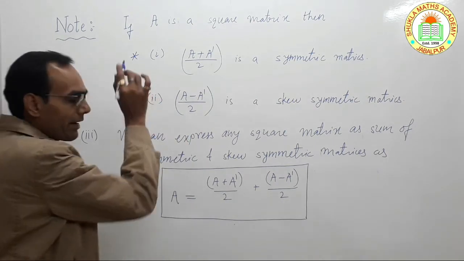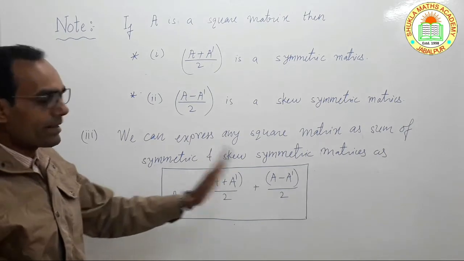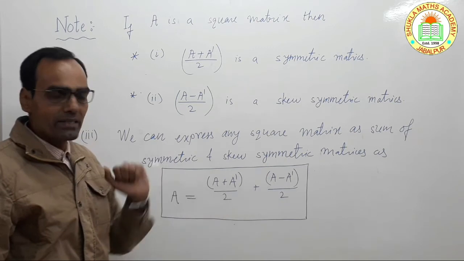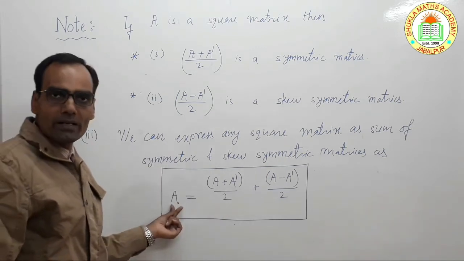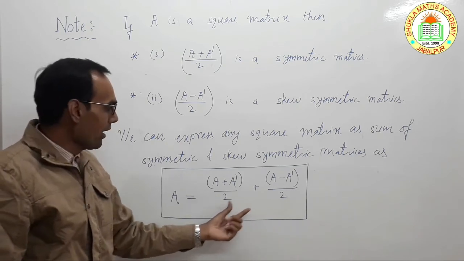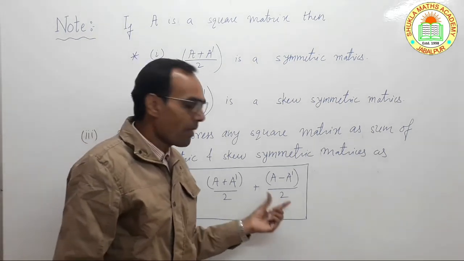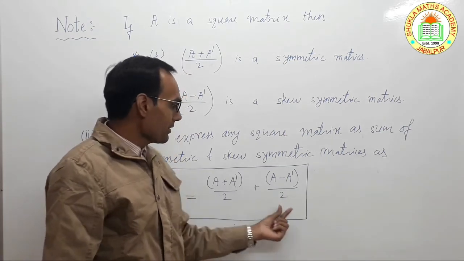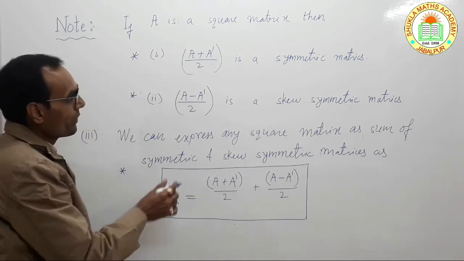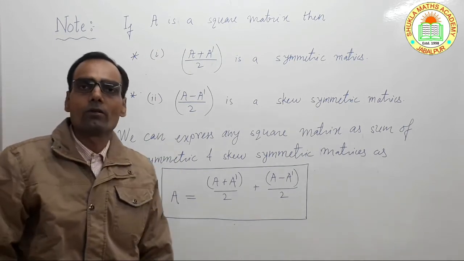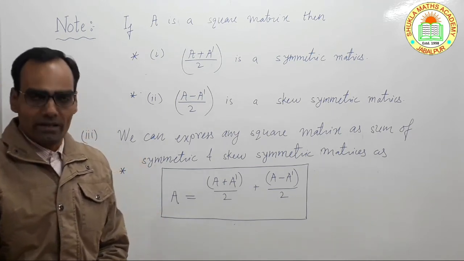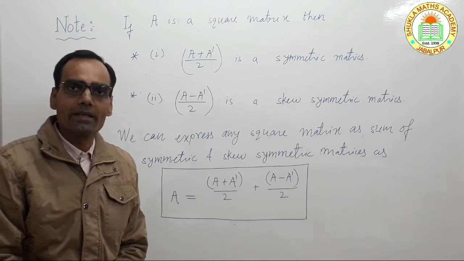Remember that. And now third one is we can express any square matrix as sum of symmetric and skew-symmetric matrices. So if A is a square matrix, so we can express this as a sum of symmetric, means A plus A dash by 2, and plus A minus A dash by 2 means sum of symmetric and skew-symmetric matrices. So this is very important property, and based on these three notes there are so many questions of the symmetric and skew-symmetric matrices. So I hope you will like this video.